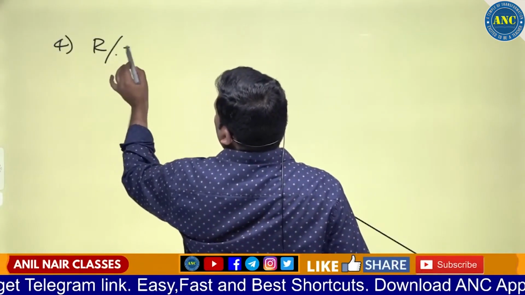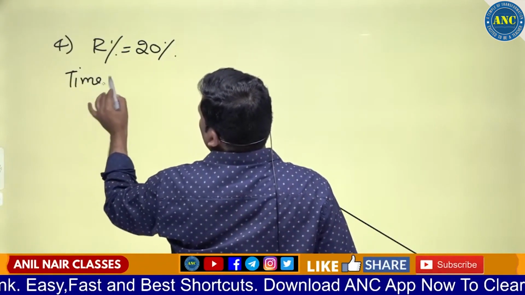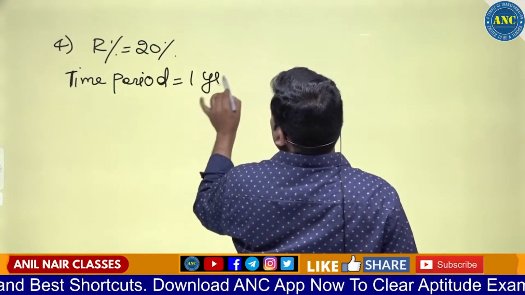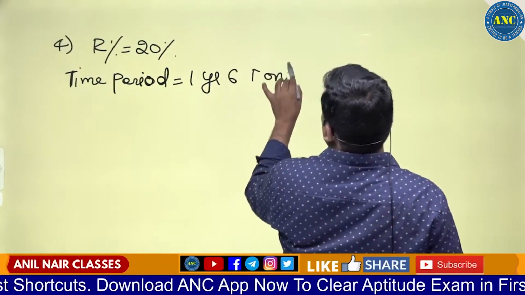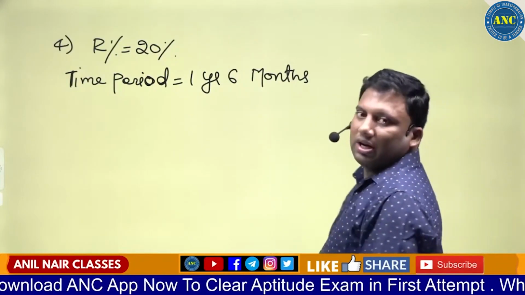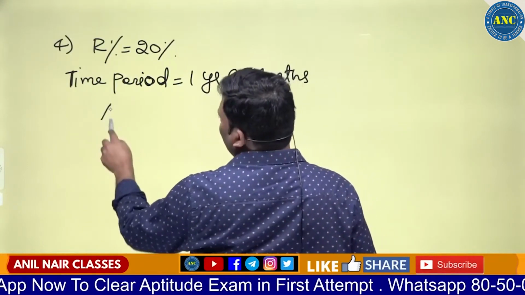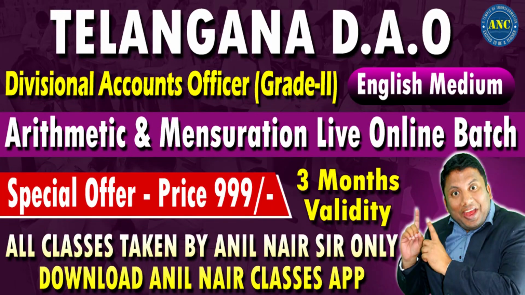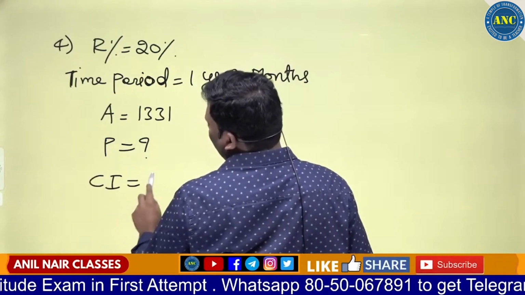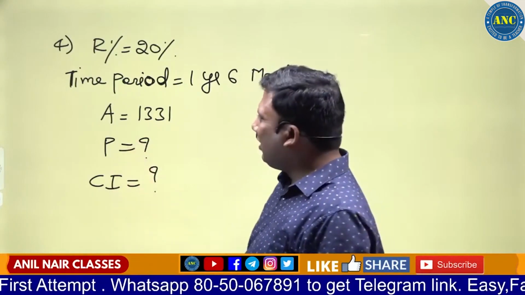R percentage is equivalent to 20 percentage. Time period is 1 year 6 months. Amount is 1331. Find the principal and find the compound interest. These are all very, very easy questions, sir. Lot of people will use unnecessarily formulas. You don't need any formula. These are all very easy questions.